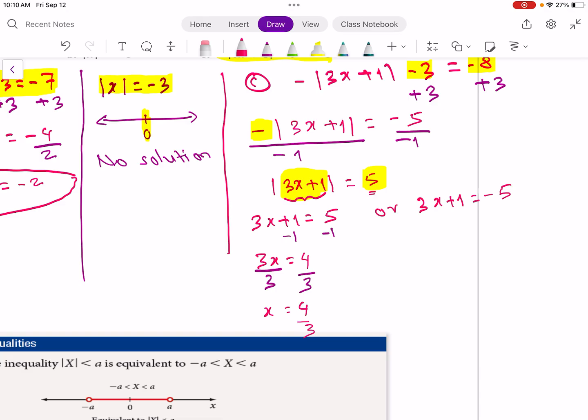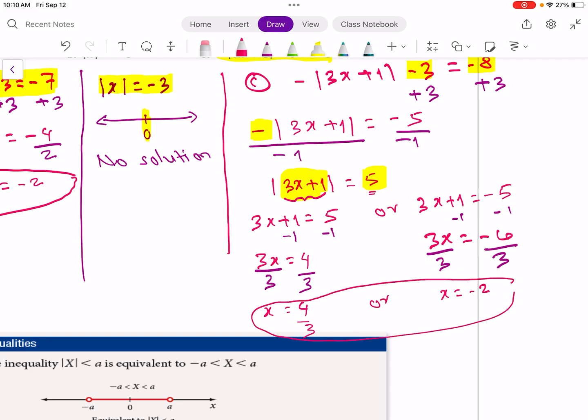In the next equation, very similar, subtract 1 on both sides. So we have 3x equals -6. Let's get rid of 3 by dividing by 3 on both sides. And our x is equal to -2. So we have these two numbers as the solution for this absolute value equation.